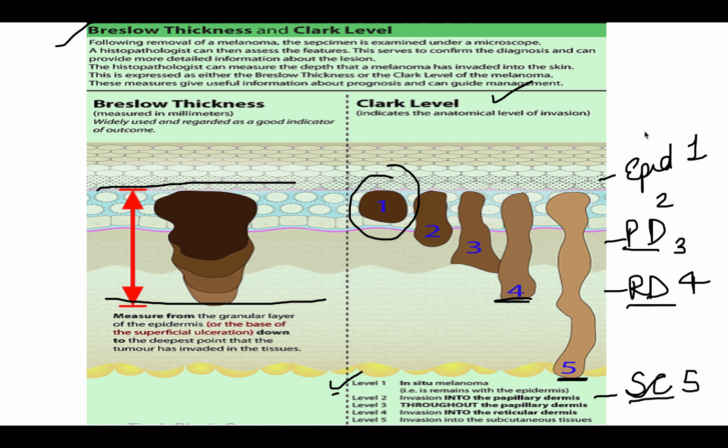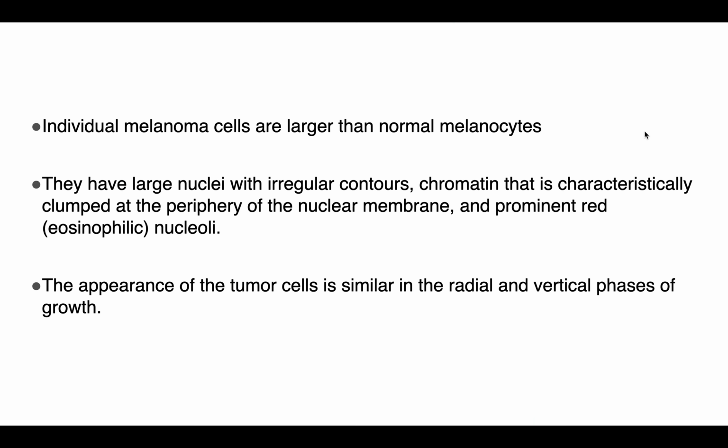So what is the importance of doing all that? Importance is it gives the prognosis. The more deep it goes, the more the Breslow's thickness, the deeper the Clark's level, that is bad prognosis. And this aids in the management of the person. So how is the morphology?